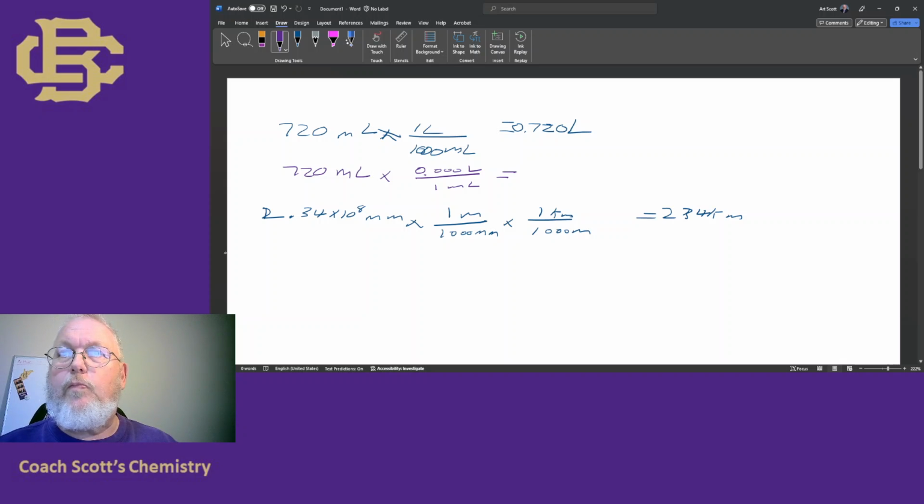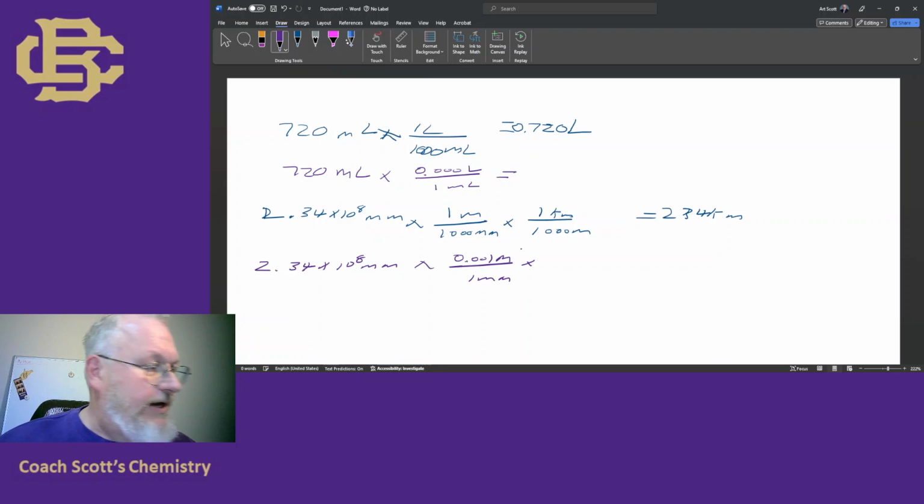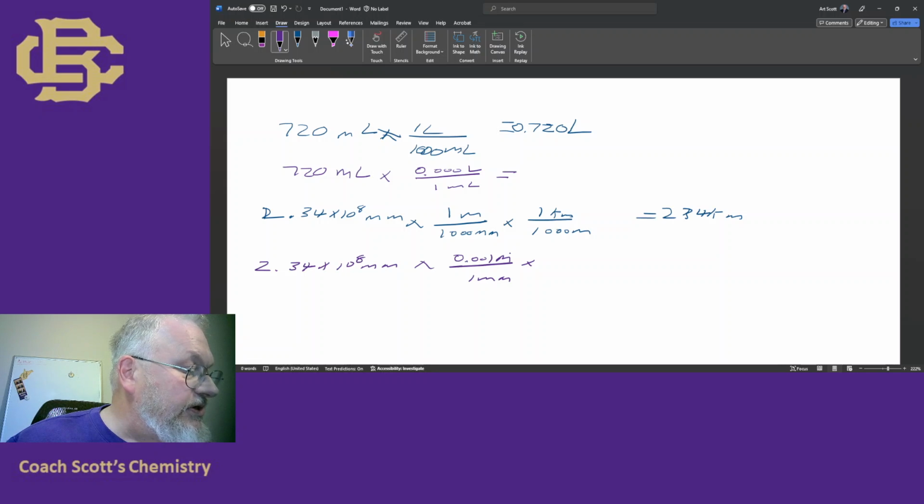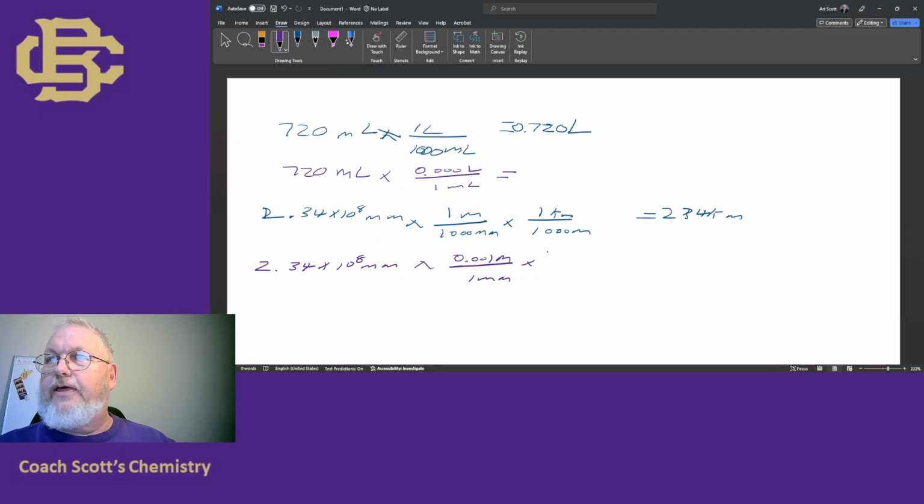Let's do it like this. So 2.34 times 10 to the 8th millimeters. So that means that 1 millimeter is 1,000th of a meter. So I got my meters. And of course I do just like that because 1,000 meters is 1 kilometer. So I'll do it like that. 1 km is 1,000 meters.